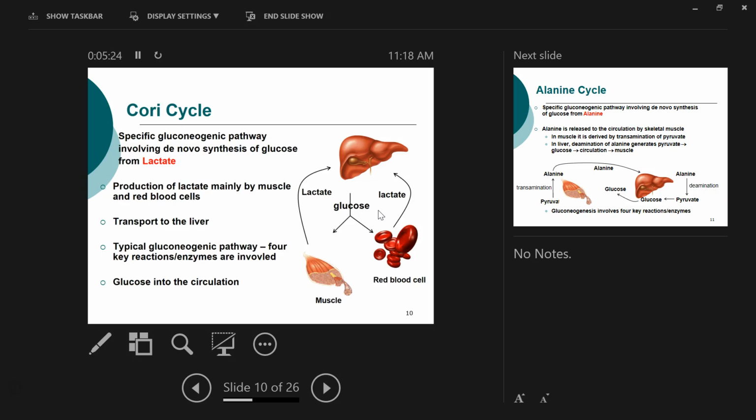And two cycles, the Cori cycle and the alanine cycle, right? You need to know which precursor is involved in the Cori cycle and which precursor is involved in the alanine cycle. The Cori cycle is basically lactate, and lactate comes from muscle and red blood cells and is transported to the liver to make glucose, and glucose is then released into circulation for other tissues to use, including red blood cells and the brain, right, during the fasting condition.